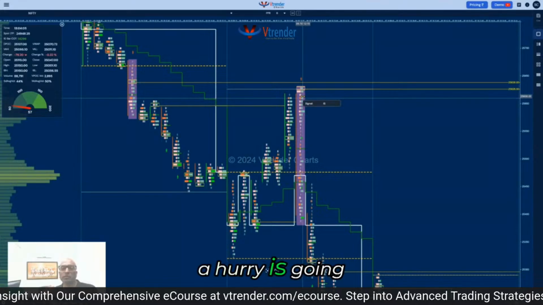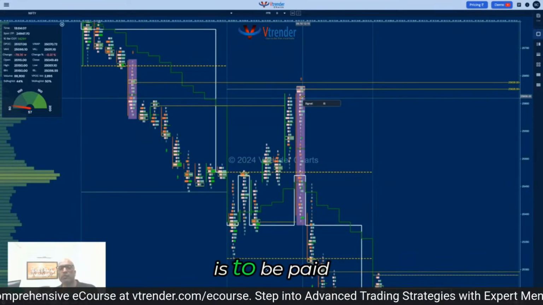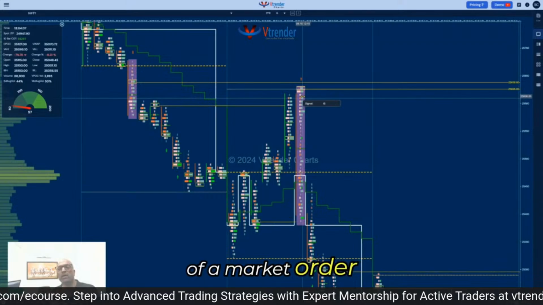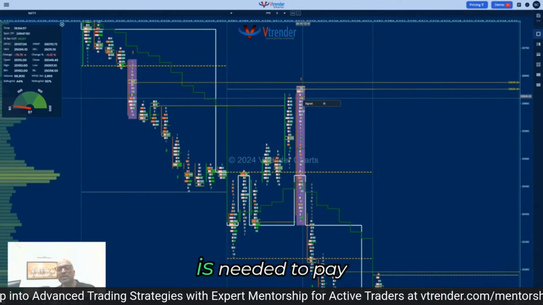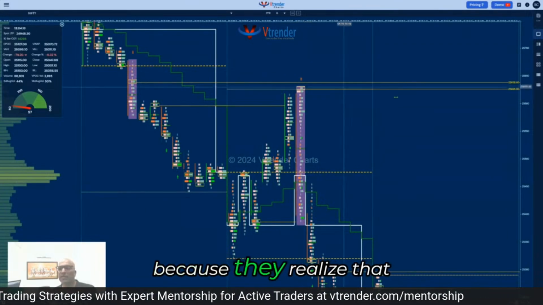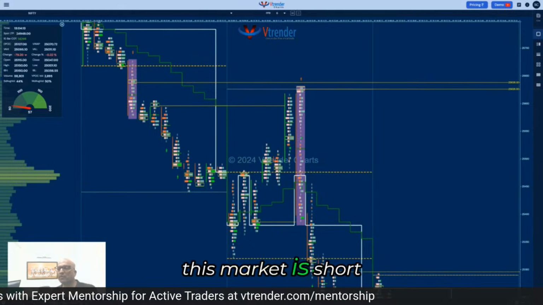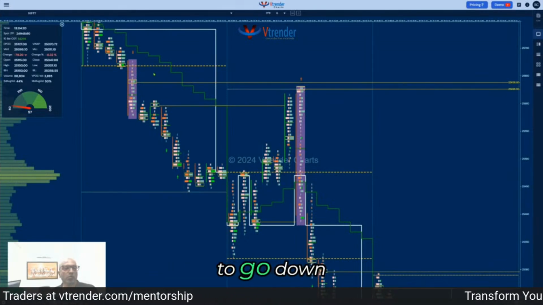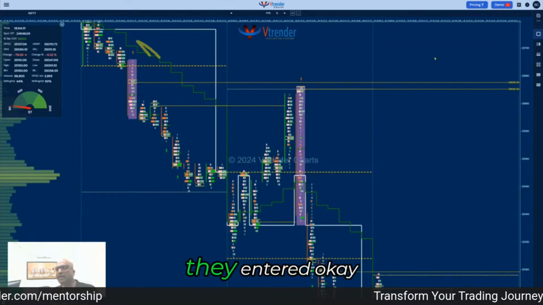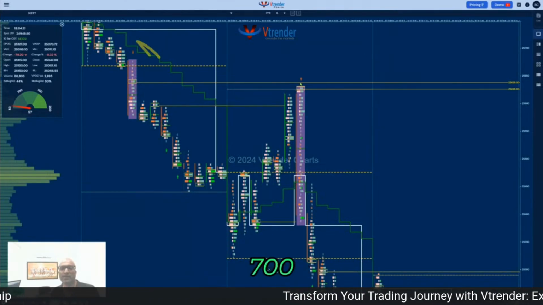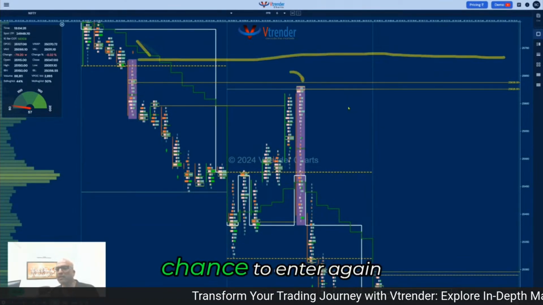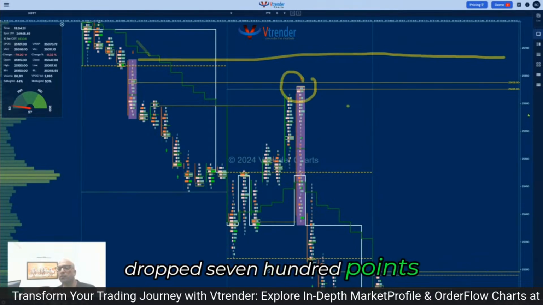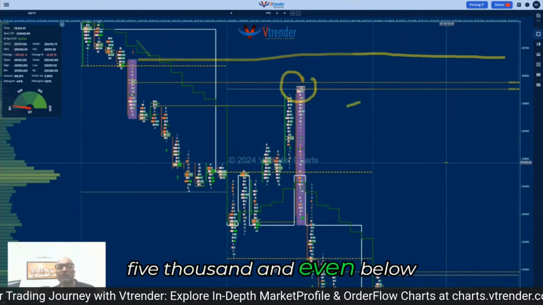But the man in a hurry is going to pay whatever price is to be paid to get onto that seat. And that is the definition of a market order. They pay whatever price is needed because they realize that this market is short and wants to go down. So they are in a hurry to go down. And all these sellers, they entered around this 25,700. In fact, they got a second chance to enter again at 25,700, and the market dropped 700 points lower to about 25,000 and even below.